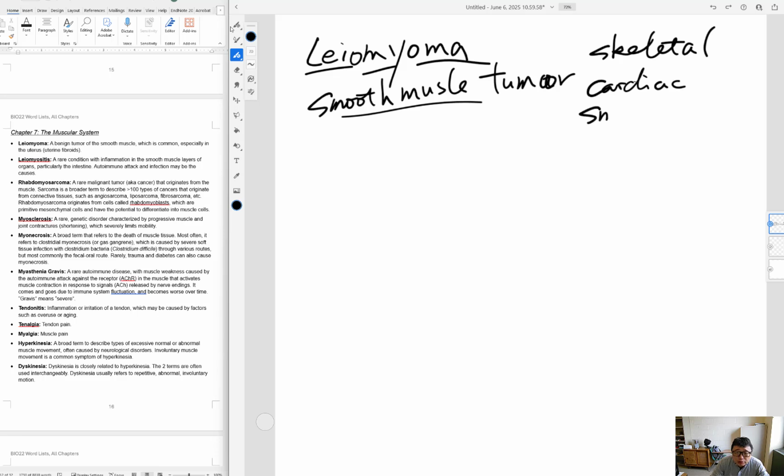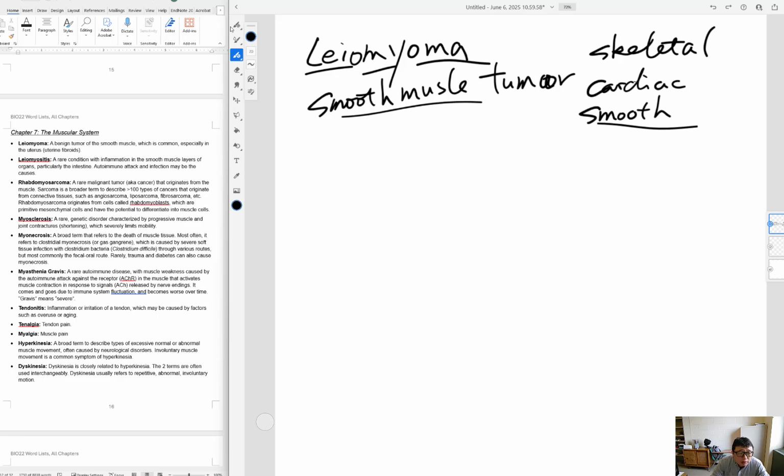And then smooth muscle. Smooth muscle you can find in the wall of the organs, like the stomach, which has a thick layer of smooth muscle, and the intestine has a thick layer of smooth muscle. The urinary bladder is a smooth muscle too, and smooth muscle tumor means the tumor grows inside smooth muscle.